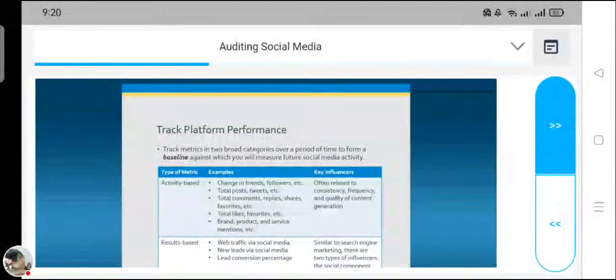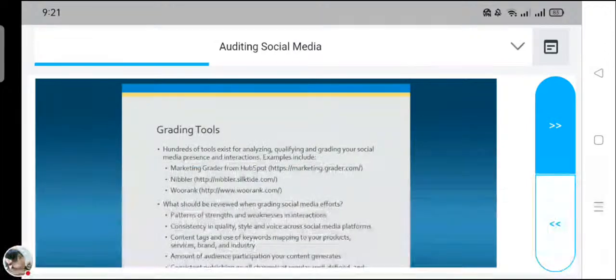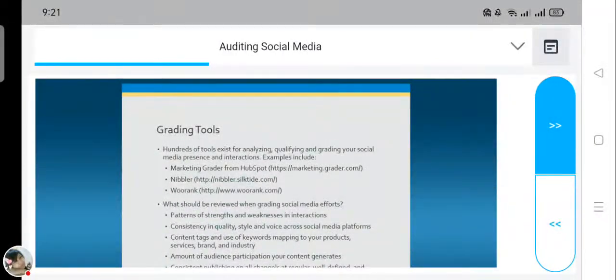Now, you could track all of this just in a spreadsheet, but that can get very cumbersome, coming up with your own way to track all of this data. And again, if you're a large organization and you've got a presence on a lot of different social media platforms, we're talking about a lot of data. So just as there were tools to help you with social listening, there are what we call grading tools to help you analyze these numbers. There's hundreds of them, but several that I want to mention. One is called Marketing Grader from HubSpot. There's one called Nibbler. There's another one called WooRank.